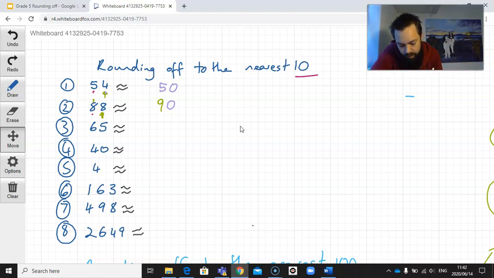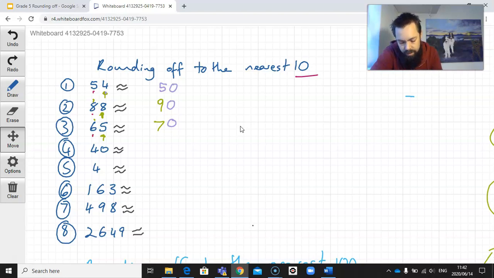Our next example, we're also looking at rounding to the nearest 10. Then we look at the units. The units is a 5. So 5 was in the middle, so it rounds up to the next one. So it's like carrying to the tens. That becomes a 7, and the units is a 0.